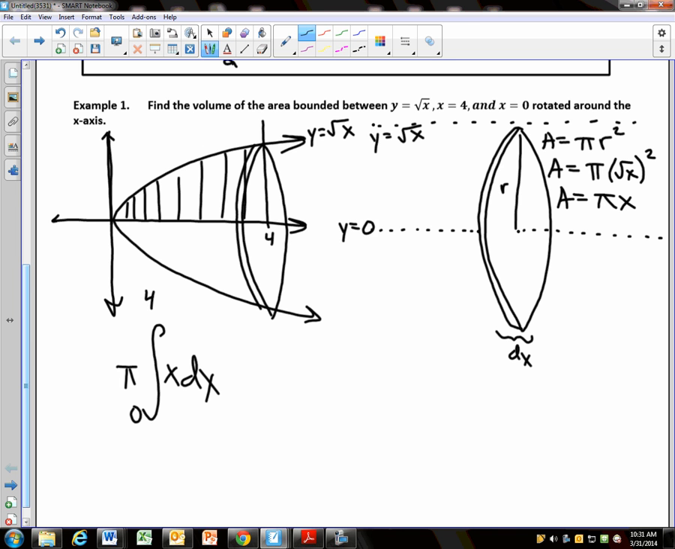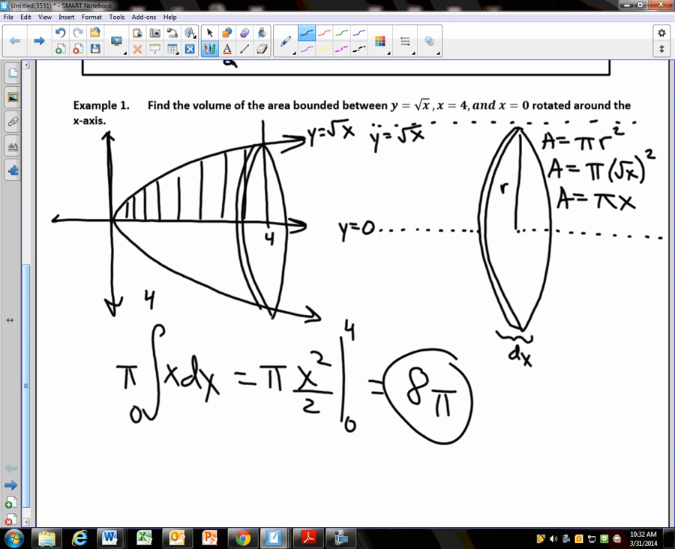Yep, so all we're going to do here is increase the exponent by 1 just like you did before. We have our pi, and we're going to have x squared over 2 evaluated from 0 to 4. Plug in 4, we get 16 over 2, or 8 pi. So that looks like a very ridiculous thing to take that shape and try to find the volume of it. We did it very quickly. Yes, that's the volume rotated around the x-axis.